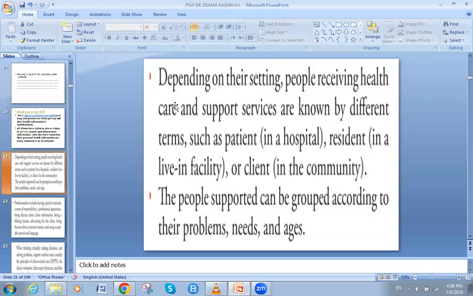Depending on their setting, people receiving health care and support services are known by different terms. If the sick person who needs health services is in a hospital, we call him patient. In a long-term care facility, we call him resident, not patient. In the community, like health communities, we call him client. So there are different names for the person who needs healthcare services based on where he is.